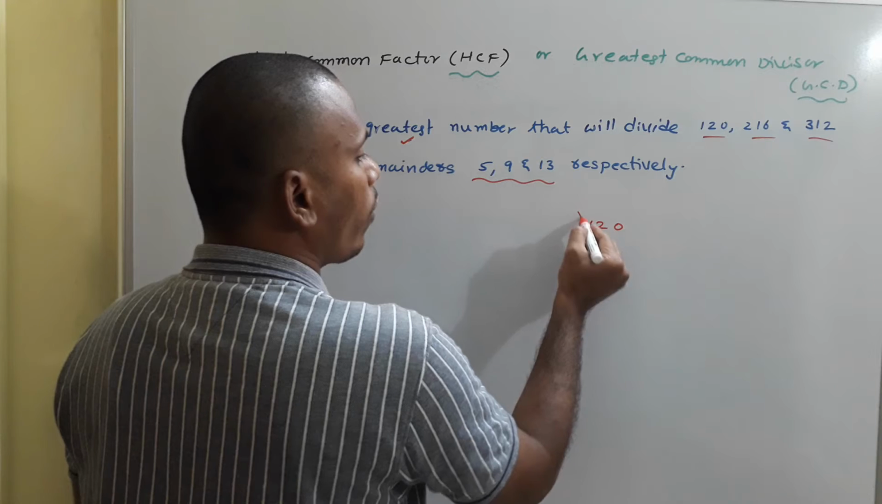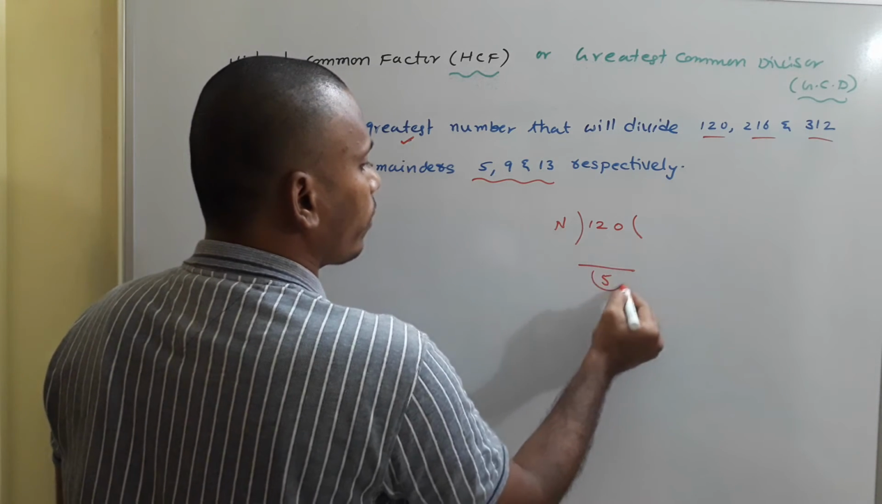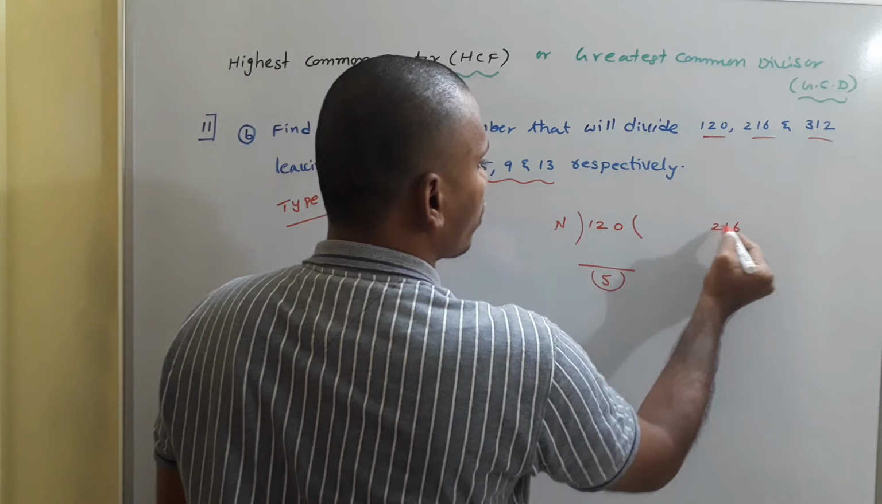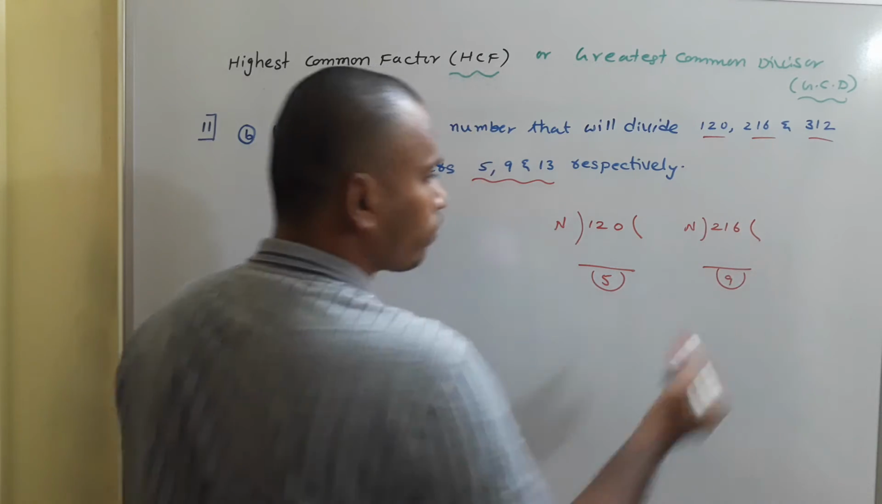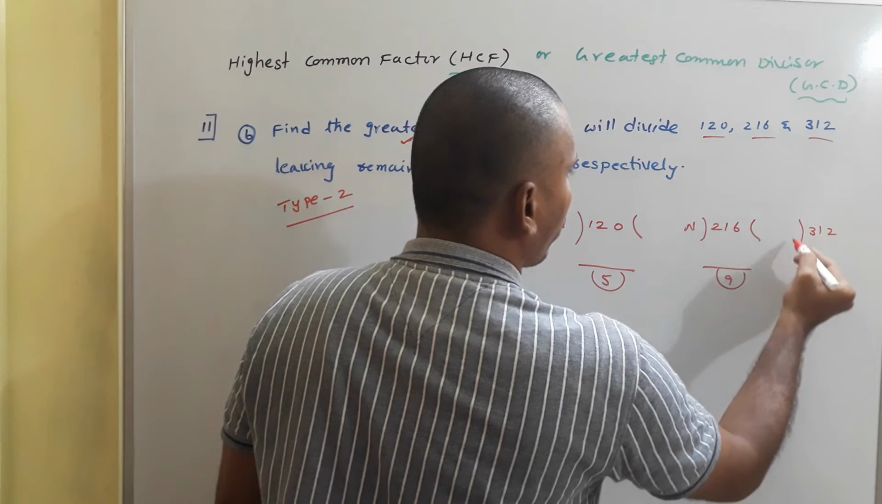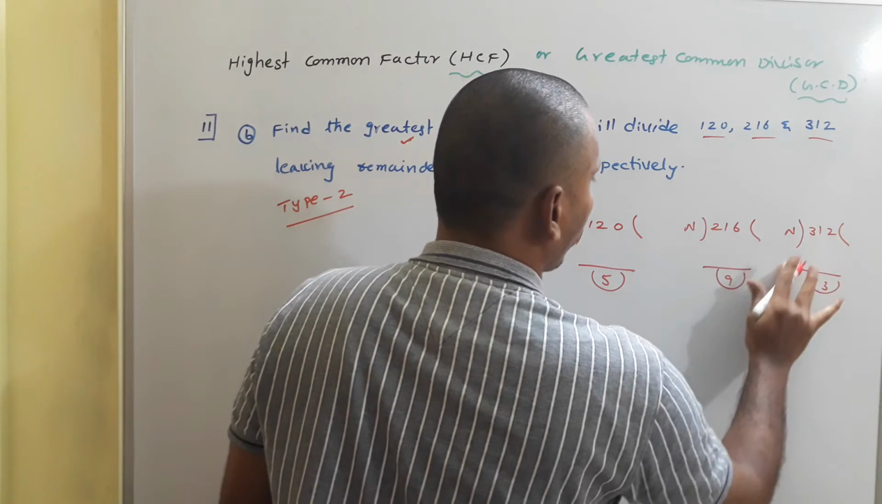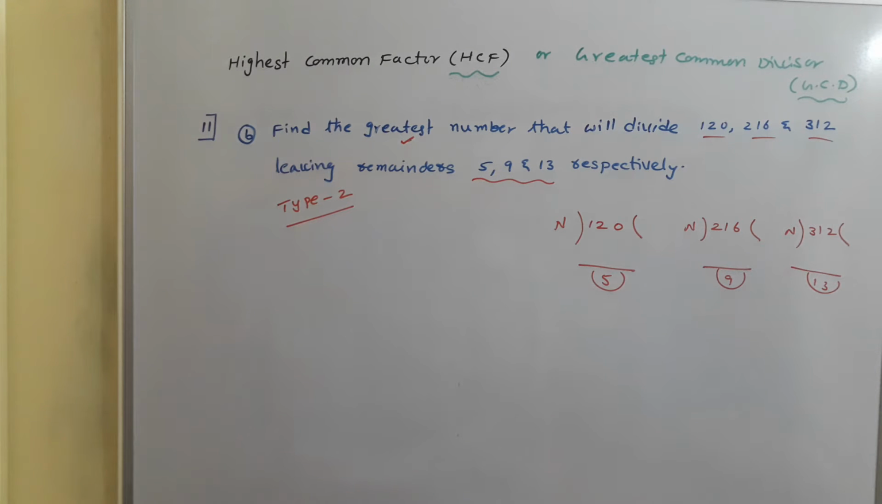I am going to divide 120 with a number, leaving remainder 5, as per the problem. And 216, we need to divide 216 with the same number, and this time it leaves remainder 9. And now, if you divide 312 with the same number n, it will leave remainder 13. That is the case. You just have a look. So we need to find out the value of n.